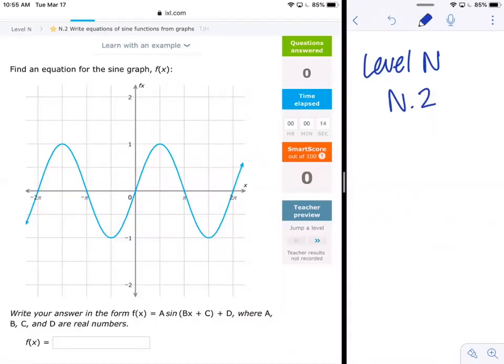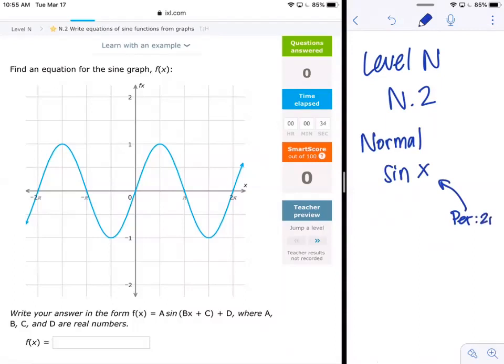Okay, team. So this is for level N.N.2 for pre-calc. We have a sine curve that they give us, and they want us to write the equation for it. The normal sine curve is just like sine x, and this one has a period of 2 pi, an amplitude of 1, and it's centered at that 0, 0 mark, right? So we're going to just look for changes.